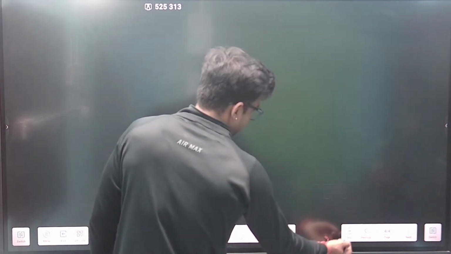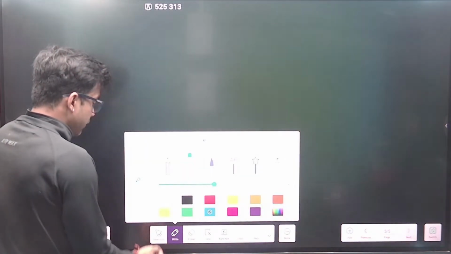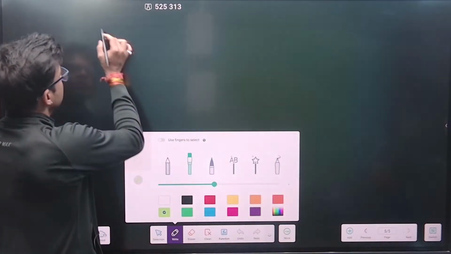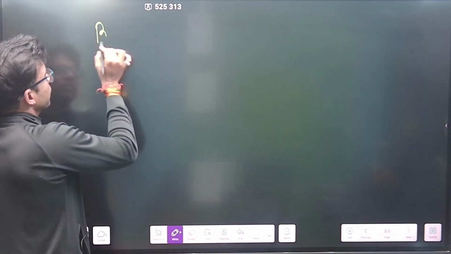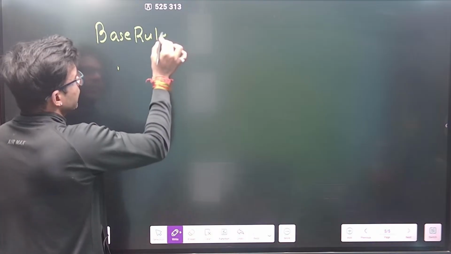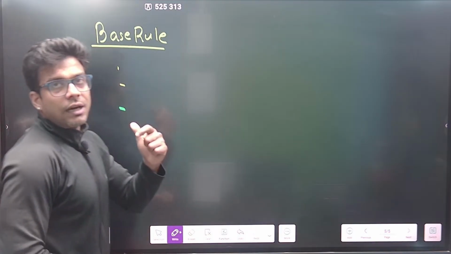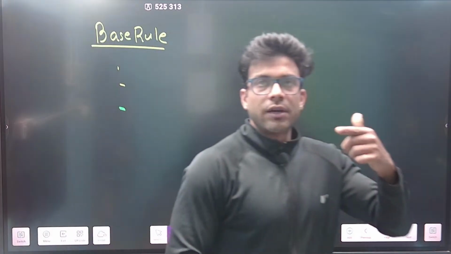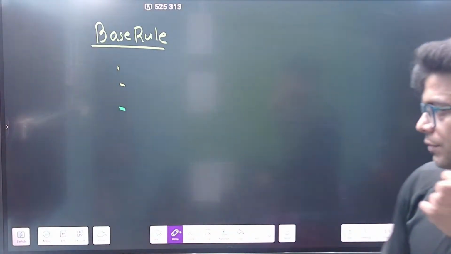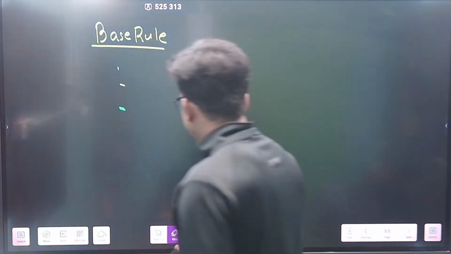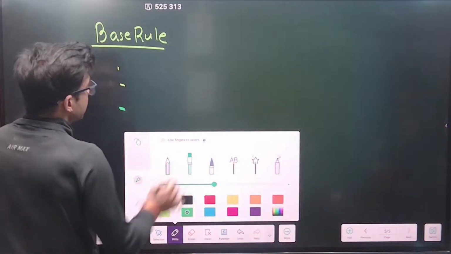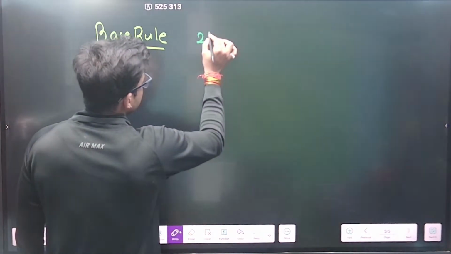So let's go for the first rule, which is basically the base rule. Okay, now what does the base rule say, everyone? The base rule says that I will break the square root into two parts. Means they are breaking the square root into two parts. First is from 25 to 75.